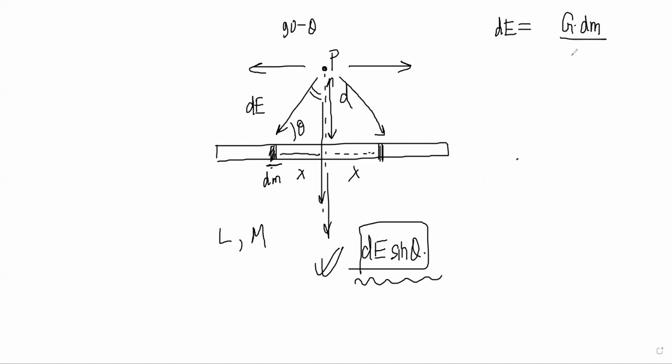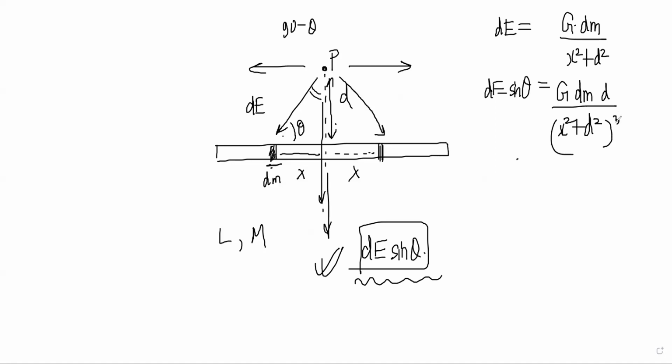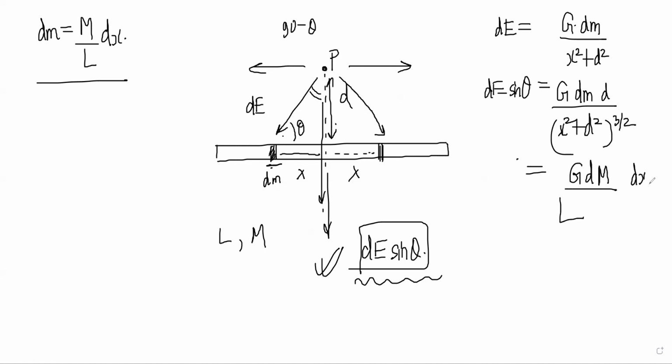which is x square plus d square. And d sine theta would be d by this root of this. So G dm d by x square plus d square to the power 3 by 2. And dm can be written as m by l dx. So you can write this as G m by l dx d by x square plus d square to the power 3 by 2.